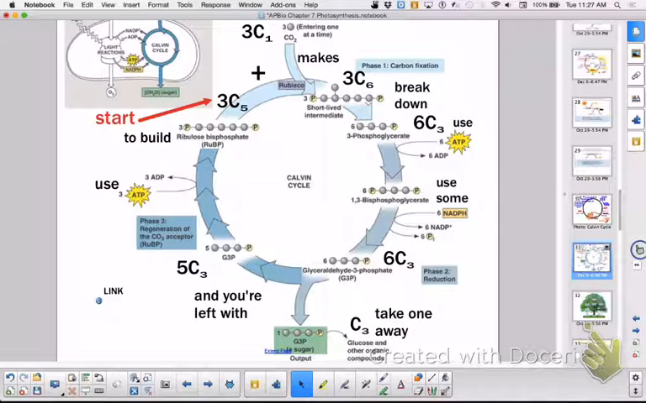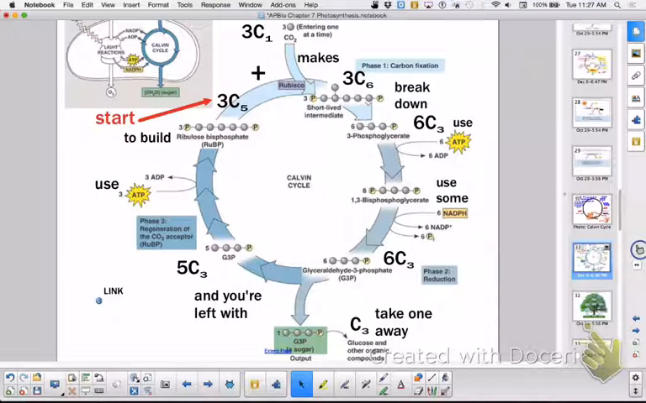To build 3C5 plus 3C1 makes 3C6, break down to 6C3. Use some ATP, use some reduced NADP on your 6C3. Take one away, but now we've done it twice, so we've now got a glucose, and you're left with 5C3. Use some ATP to build 3C5, stop.